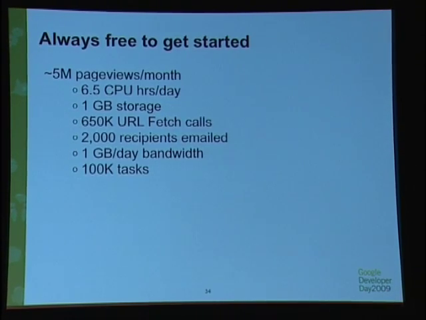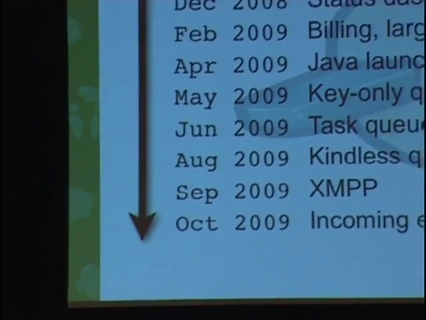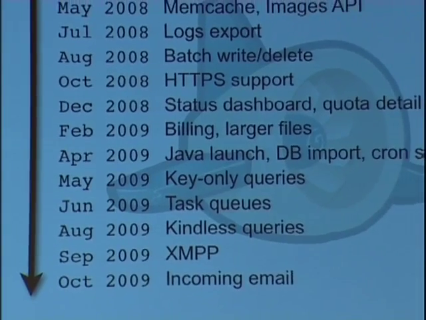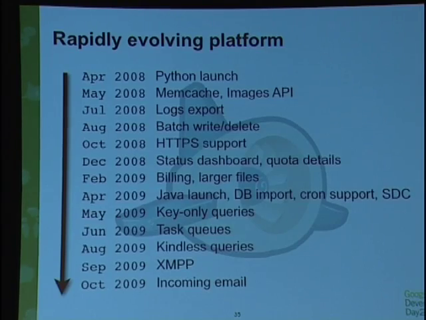App Engine is always free to get started. About 5 million page views worth of traffic is free if you have a well-optimized website. It's a rapidly evolving platform. Just in the past, I'd say 18, 19 months or so, we've released really major features almost every month. And we do this because we're able to leverage existing Google services and infrastructure. And we plan to continue this. I don't think we're slowing down anytime soon. So that's just a little introduction on App Engine and the capabilities.